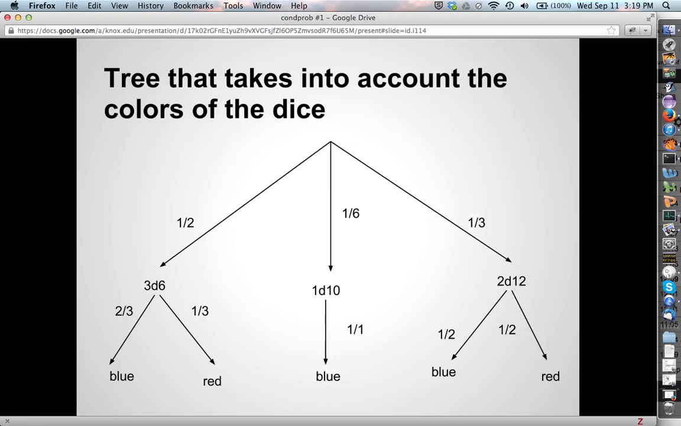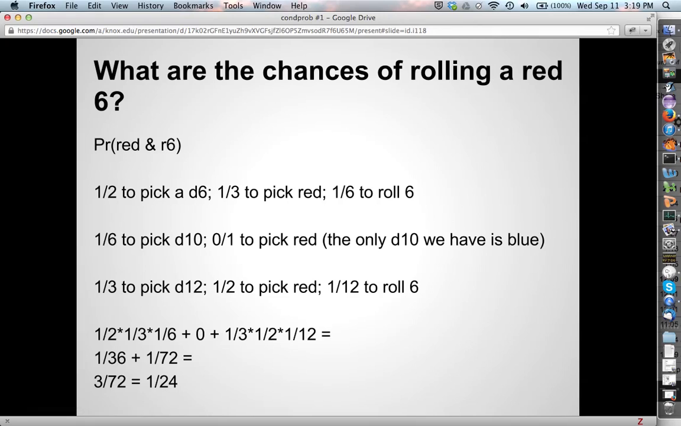And so we can take our probability tree and we can split this out further. There's a 1 in 2 chance of picking a D6, but then there's a 2 in 3 chance down here of picking a blue one, and a 1/3 chance of picking a red one. 1 in 6 to get a D10, and then 1 in 1 of getting blue because there's only a blue one. 1/3 to get one of the D12s, and then it's half each for the red and the blue because there's 1 blue D12 and 1 red D12. So this gets us this extra level of chance. So we want to know what are the chances of picking a red die and rolling a 6.